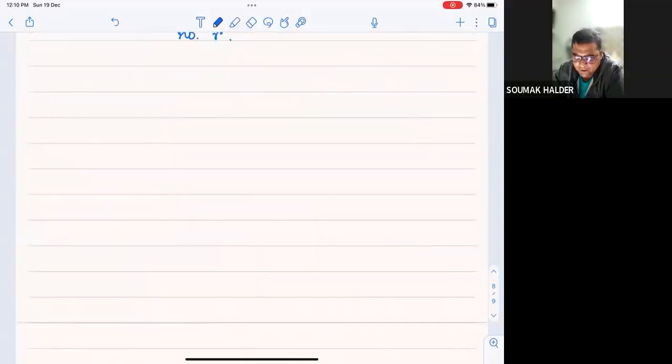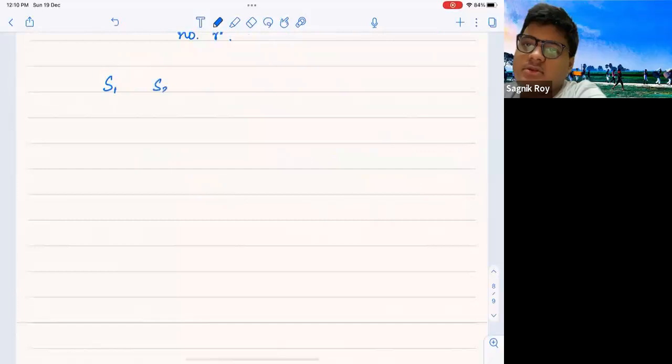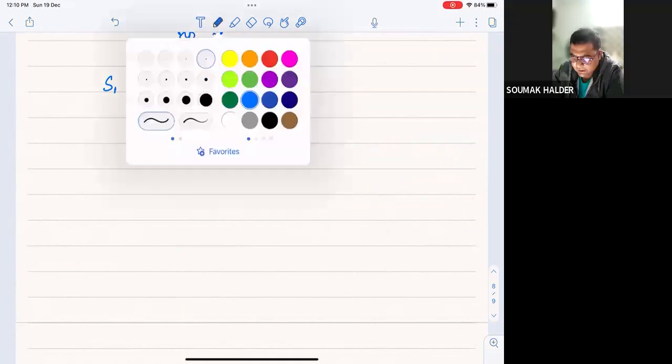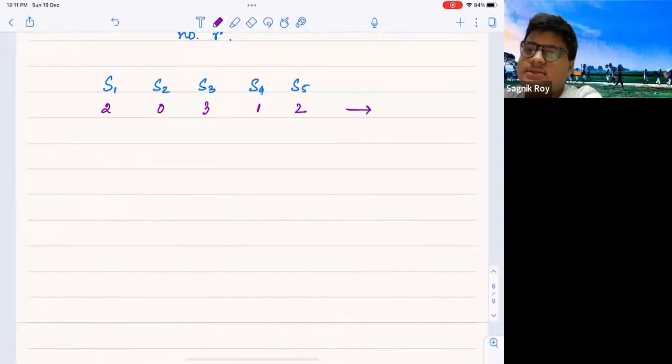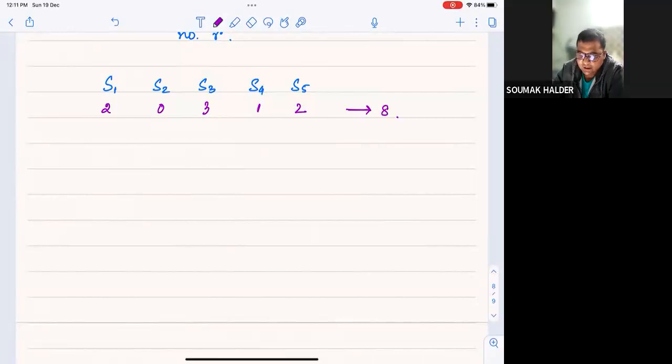Say there were 5 students, and the number of pens with the students are 2, 0, 3, 1, 2. So how many pens do we have in total? 8. So can I think of how many of the students can contribute in the first round if I ask for a pen? 4.